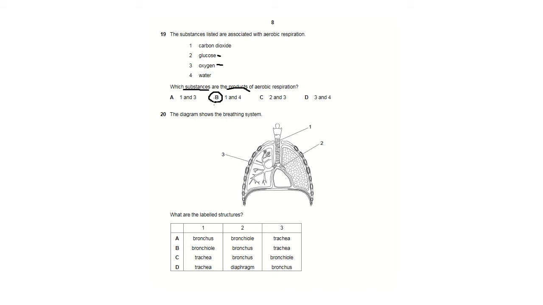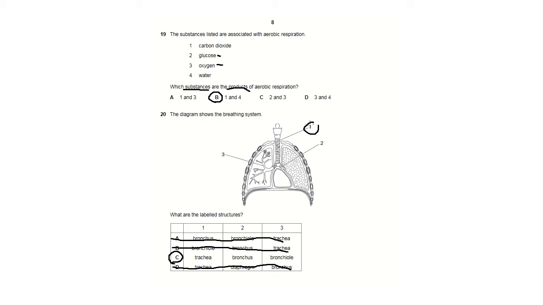The next one here, we have a diagram showing the breathing system. These kinds of questions often come up in Cambridge and they can be a little hard to decipher. But first we look at what one is. Well, one is the trachea. So already now we can see we don't have to look at A and B anymore because they are off. B is not the diaphragm. Alright, so D is off. So the only possible correct answer is C.